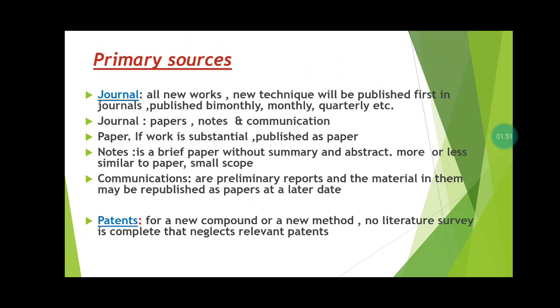So coming to the primary source, there are two types of primary sources. The first one is the journal. All the new work, such as a new preparation method, new compound, or new technique, will be published first in journals. There are thousands of journals that publish chemical papers in many countries and in many languages, and they are published bi-monthly, monthly, quarterly, etc.